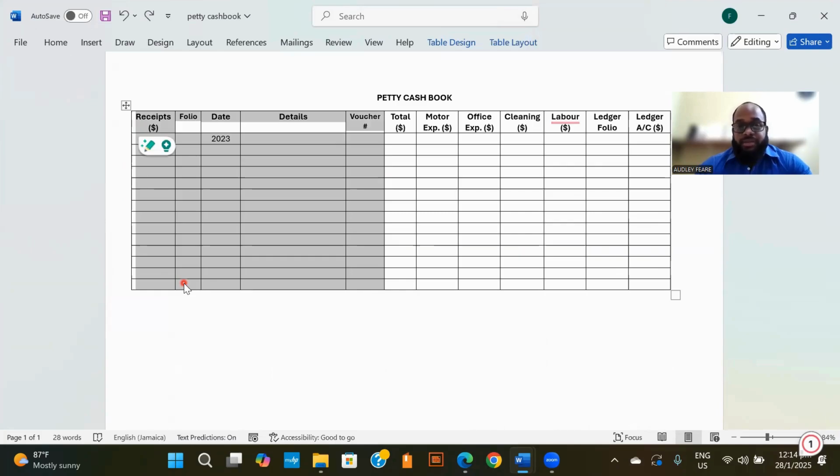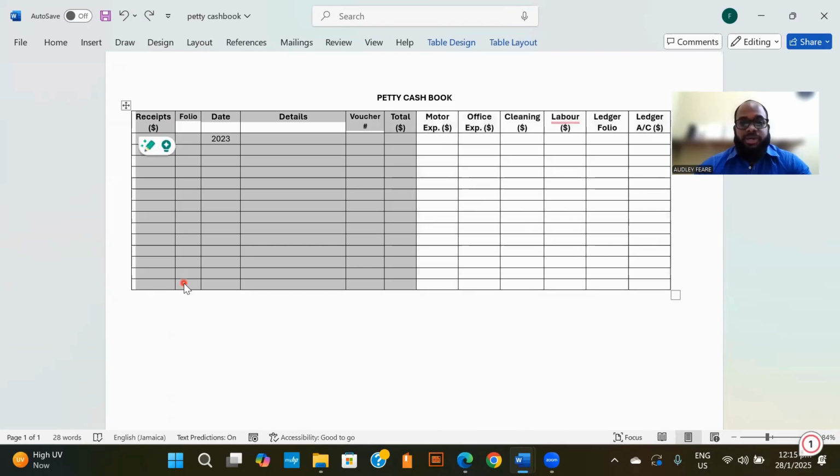It should be noted that the source document for the petty cash book is the petty cash voucher, and as a result, we'll have a voucher number. Just like in the journal, where it's the invoice number, because the invoice is the source document. So for the petty cash book, the source document is the petty cash voucher, hence we put the voucher number. And then the total amount of money, then we're going to have the motor expenses, the office expenses column, cleaning, labor, and ledger accounts.